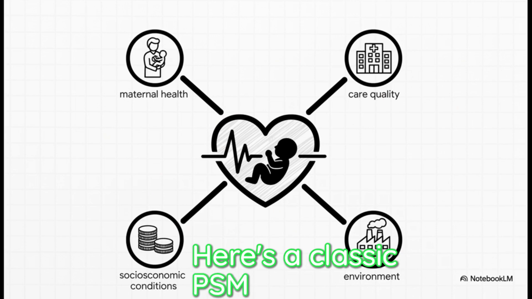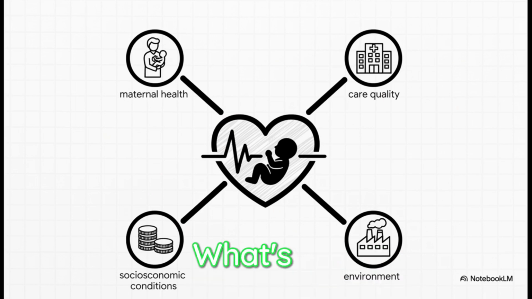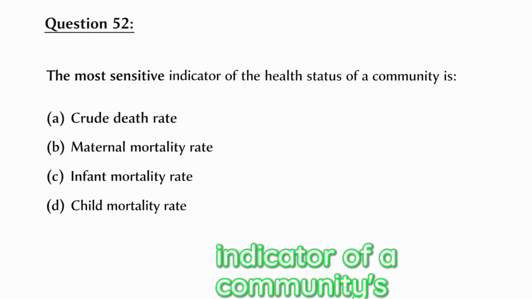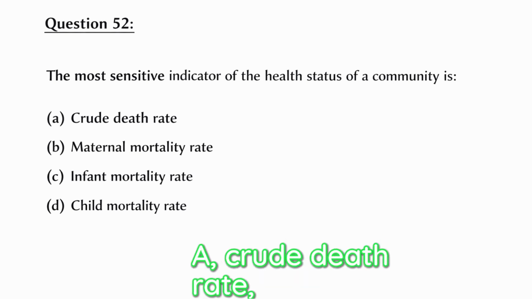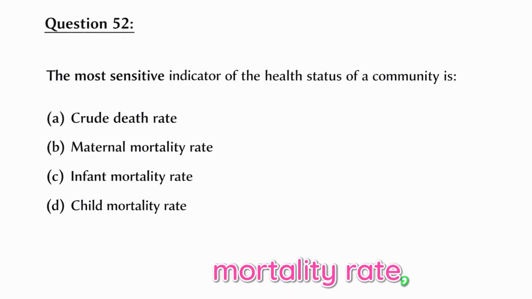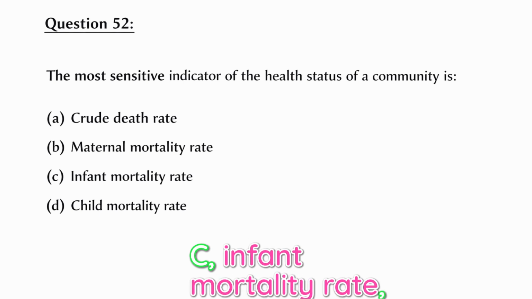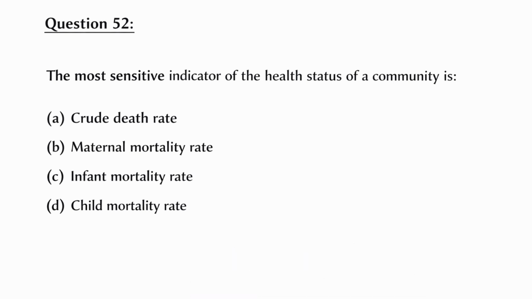Here's a classic PSM question for you. Number 52. What's the most sensitive indicator of a community's health? A, crude death rate, B, maternal mortality rate, C, infant mortality rate, or D, child mortality rate? The correct answer is C, infant mortality rate.